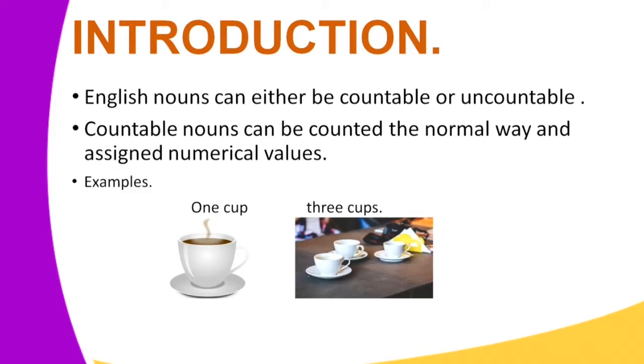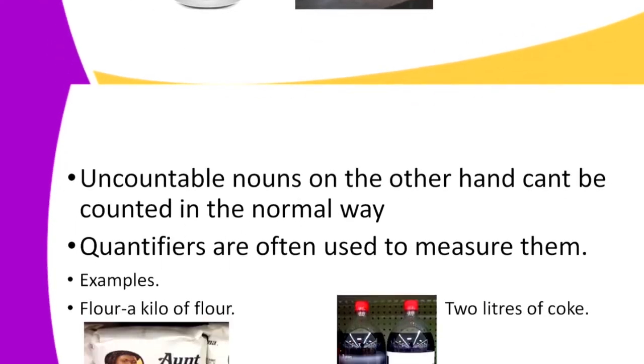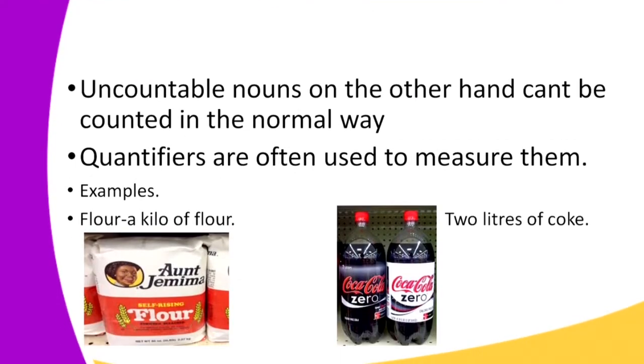Let's look at the example on our screen. We have 1 cup, and if they are more than 1, they acquire the plural form cups. So we have 3 cups. They are concrete, so they can be assigned numerical values. We can count. This is 1, these are 3. However, we have uncountable nouns which can't be counted in the normal way.